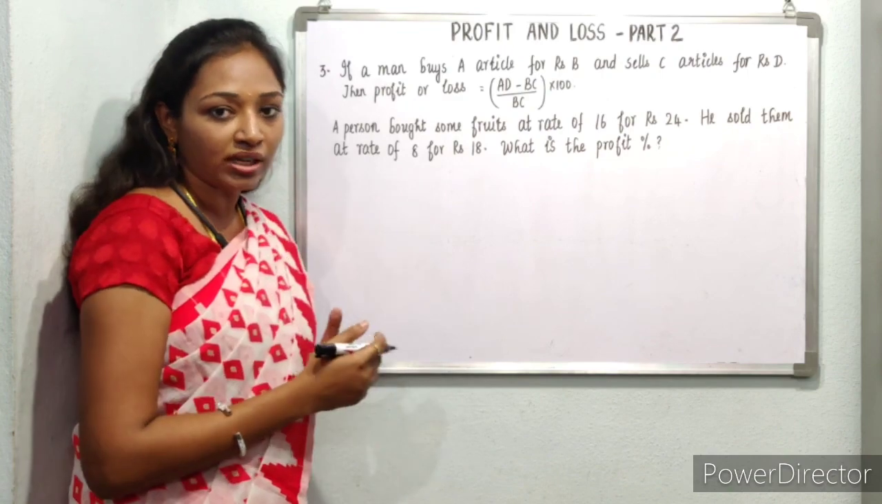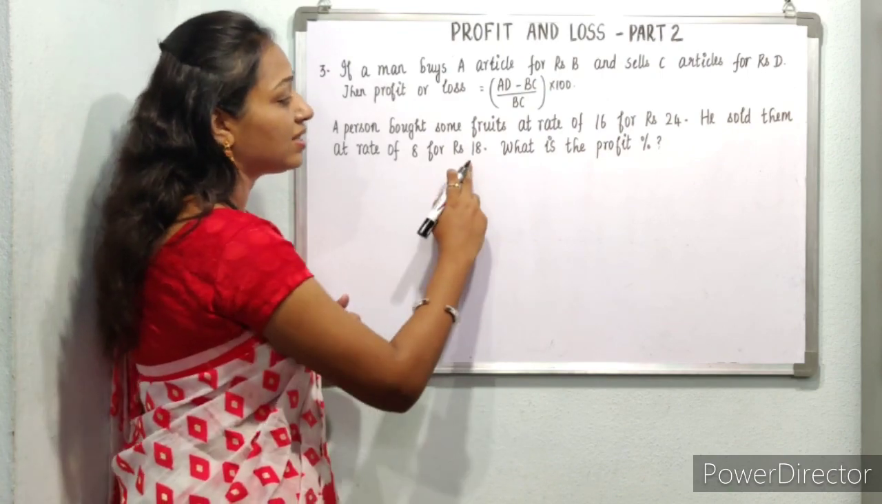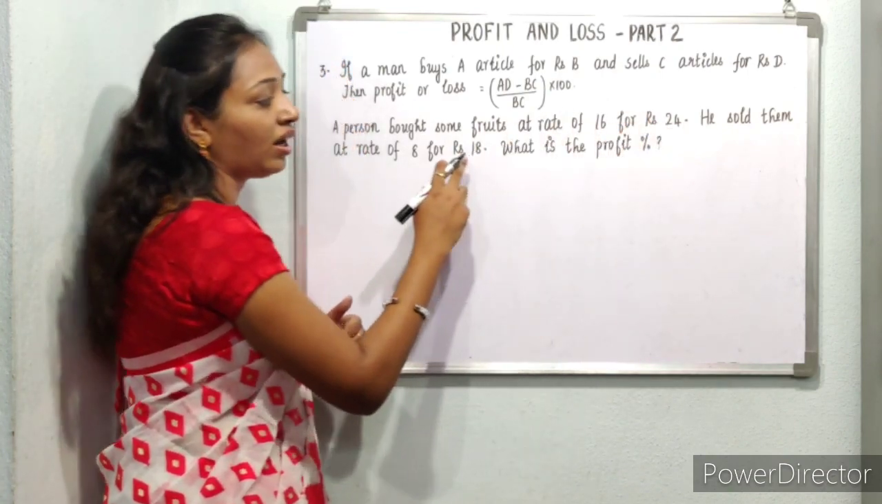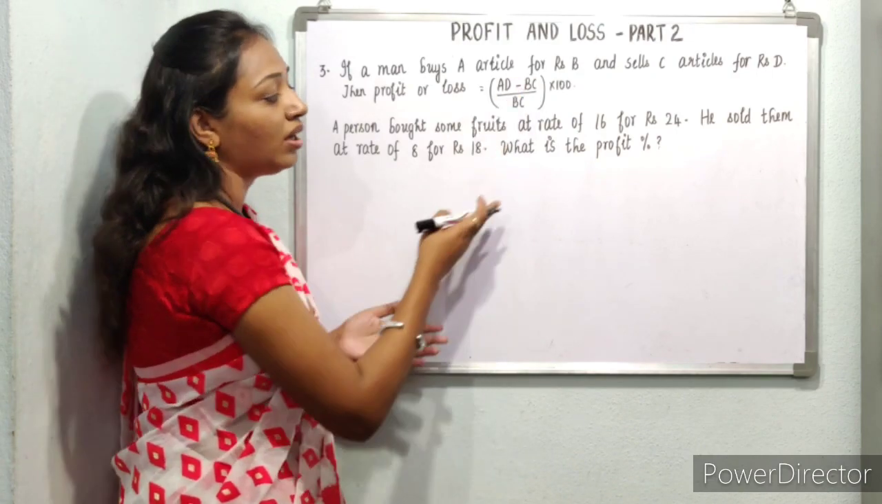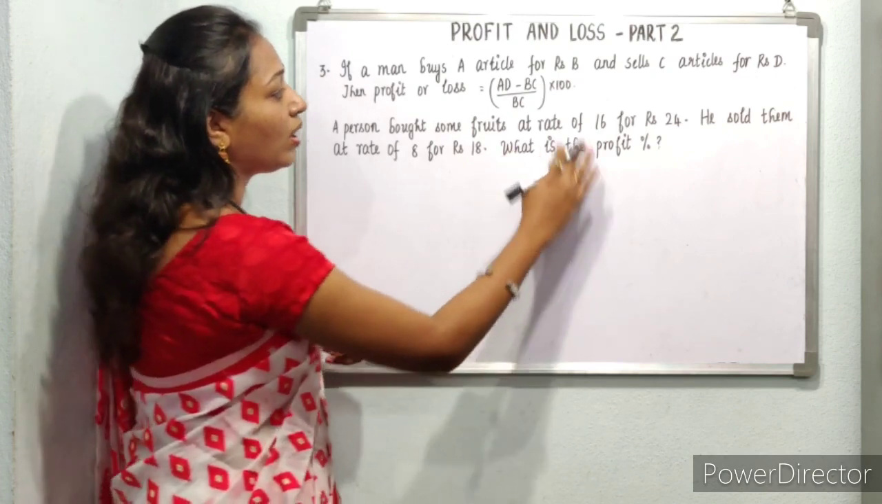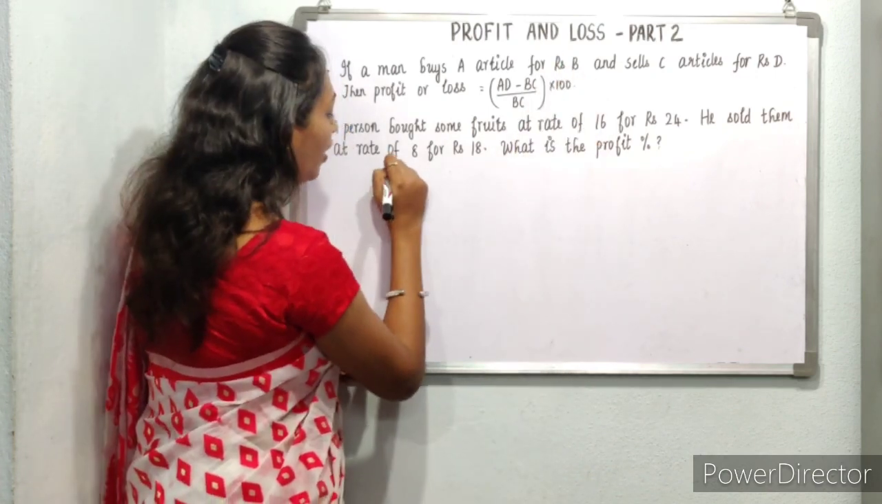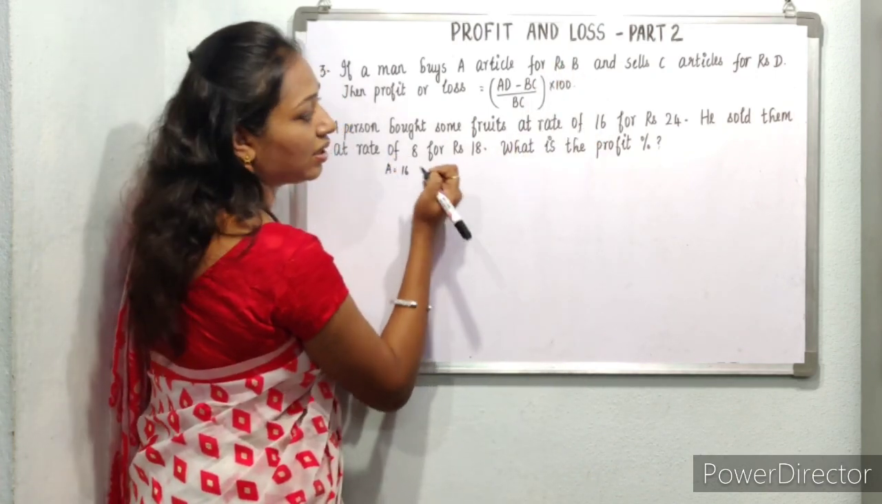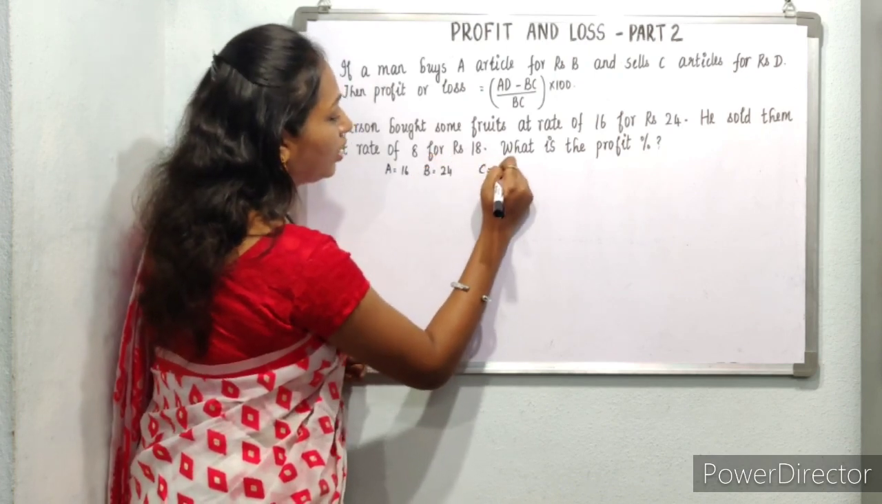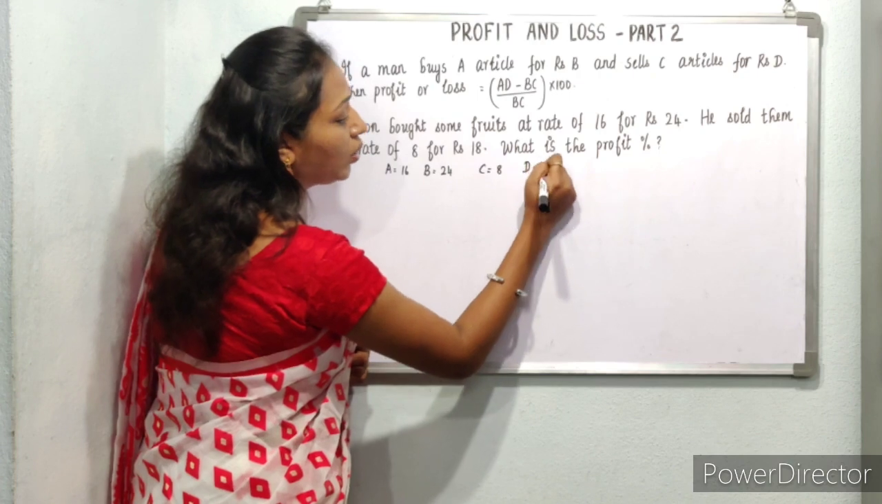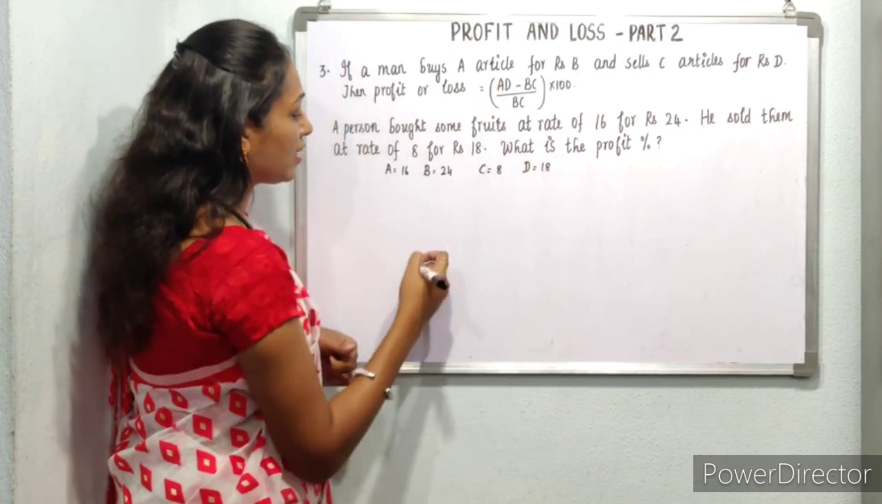Now, when you follow the traditional method, you have to take the LCM of these two values, 24 and 18. Then you have to find the selling price, and it takes time. So, with the formula, you can solve it very easily. Now, compare this, you will get the value of A equal to 16, value of B equal to 24, the value of C equal to 8, and the value of D equal to 18. Now we can directly substitute in the formula.